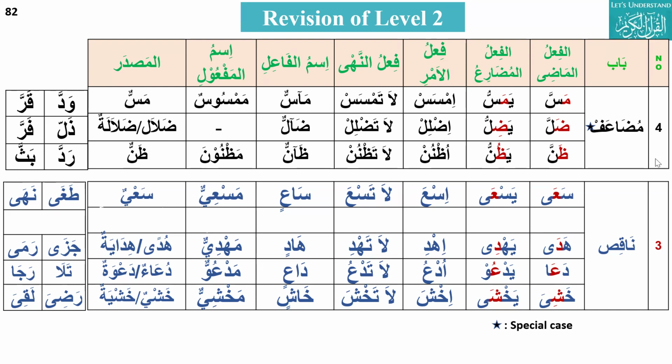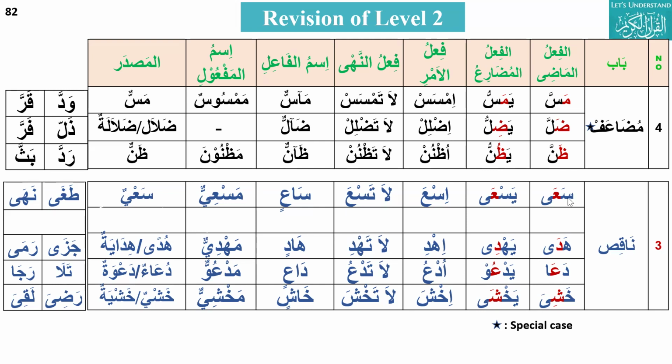Okay, what will be the pattern? Fatha changes to Kasra. Fatha, Kasra. And third case is Da'a Yad'u, Fatha, Damma. And the fourth case is Khashiya Yakhsha, Kasra, Fatha. Can you please revise this?